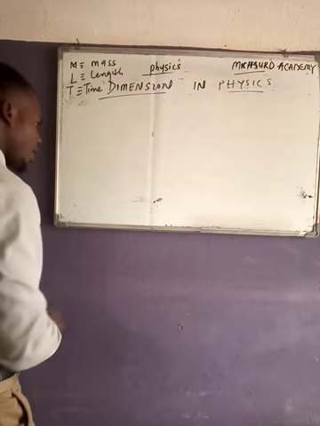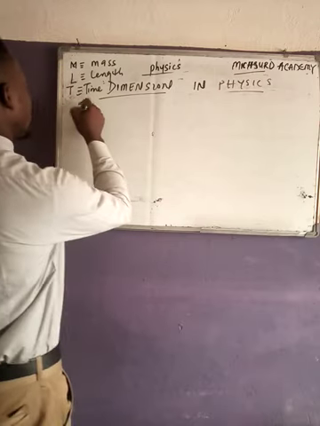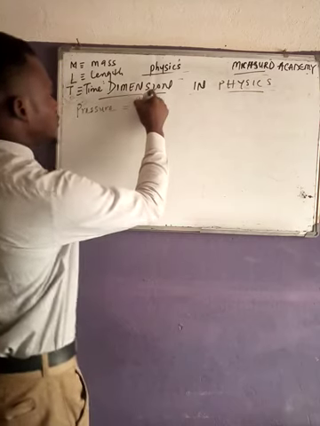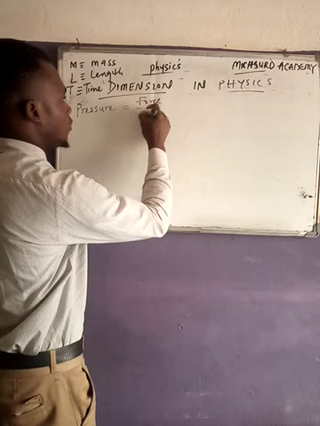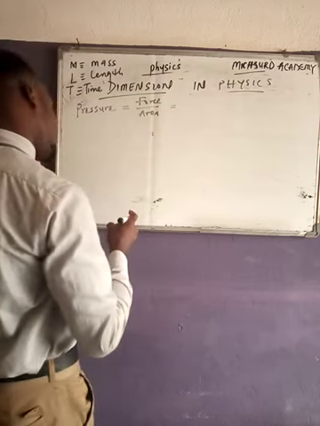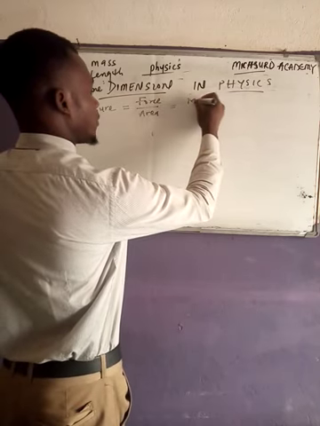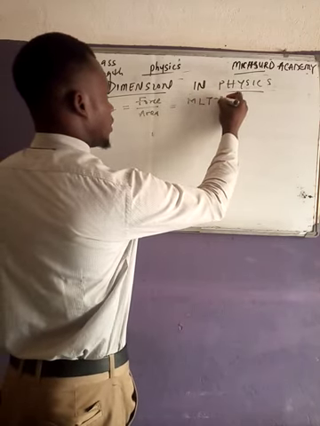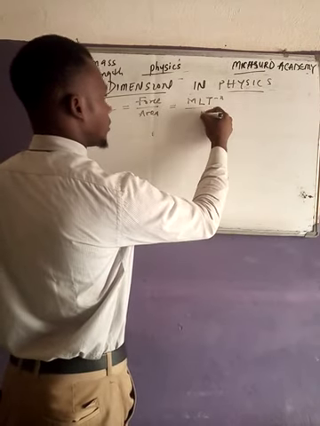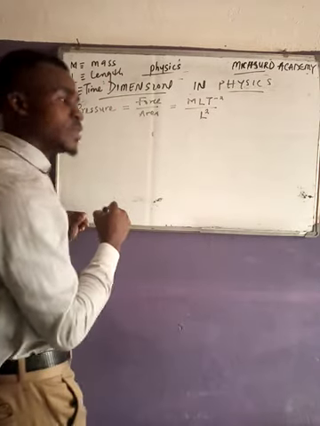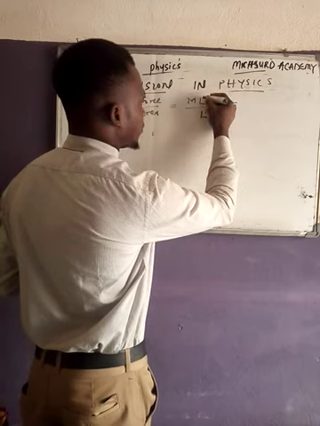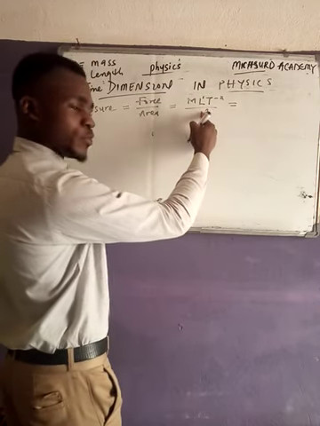All right, another example we have is pressure. Pressure is force all over area, which is equal to, our force is dimension as MLT^-2 from what we calculated before. Then all over area is dimension as L squared, right? So this will be equal to, now look at this, I have L raised to power 1 here and I have L raised to power 2 here.